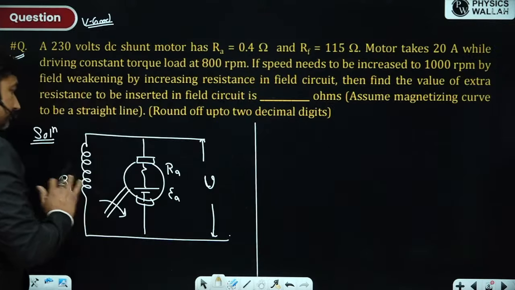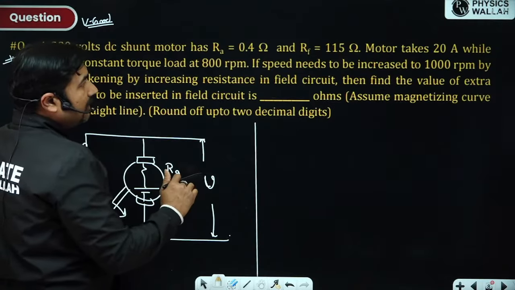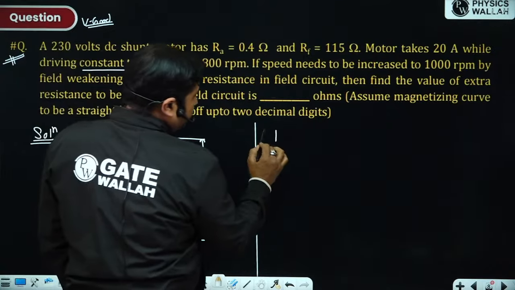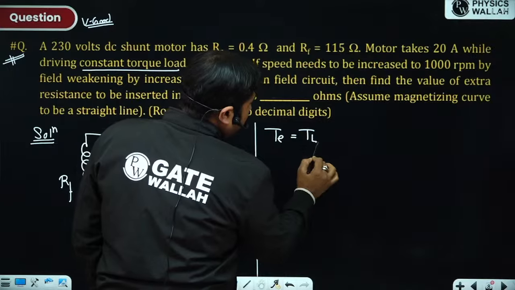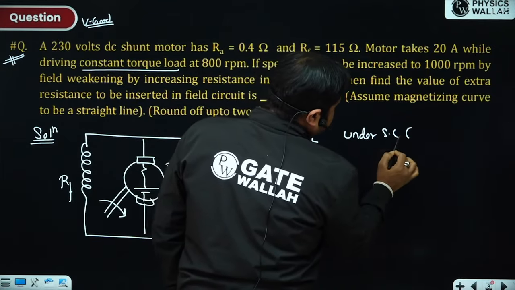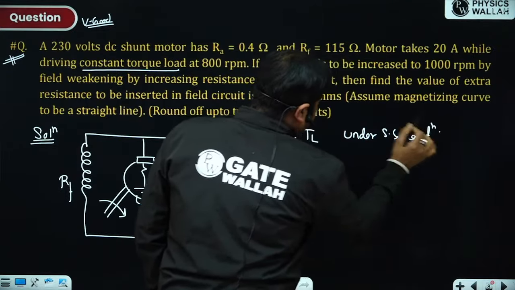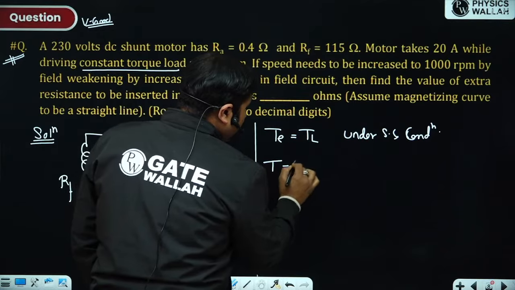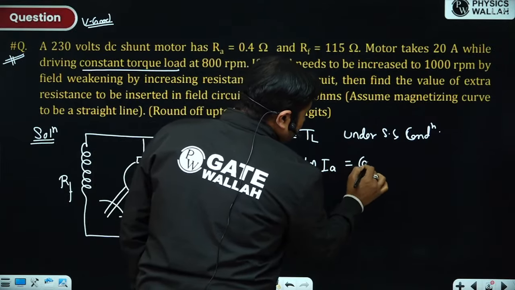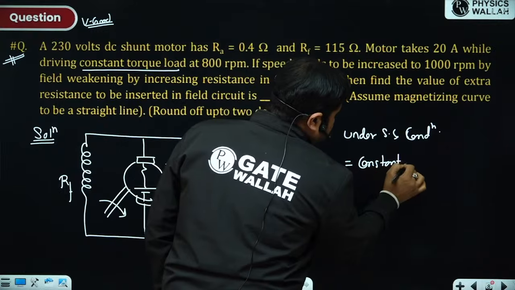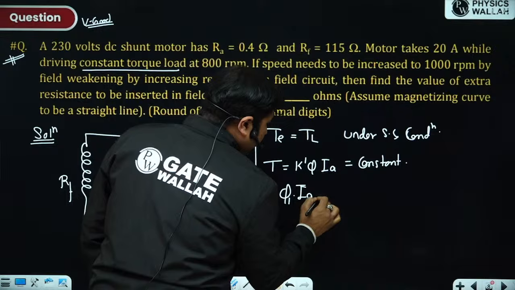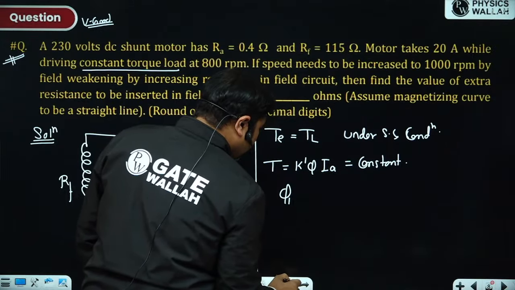So the first thing is the speed needs to increase, and what is the nature of the load torque? Constant torque load. Electromagnetic torque must be equal to load torque under steady state condition. So from here we have torque to be constant, and torque is basically K dash phi into Ia, that is going to be constant. Since we are changing the field current, it means phi into Ia is going to be constant.